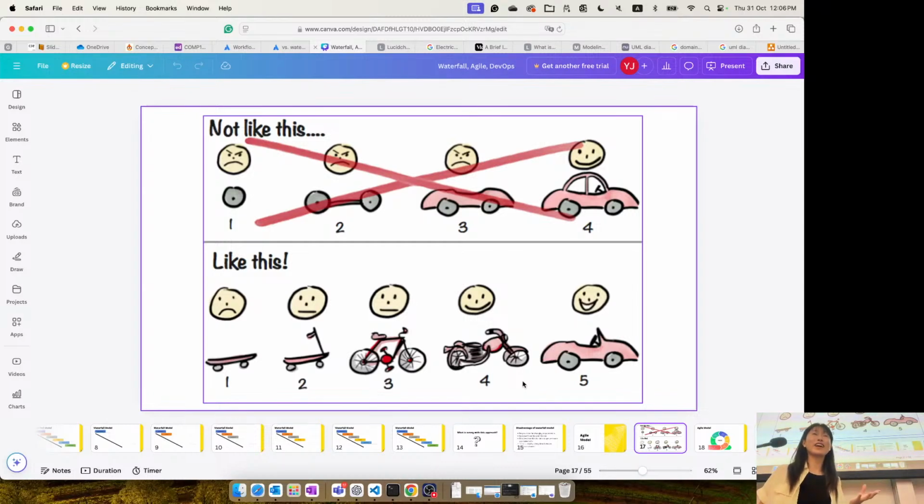Although it's not perfect, it works. It allows people to travel from one place to another without a lot of walking. And then they come up with the bicycle, right? It's a lot faster and a lot safer than the scooter. And then there's the motorcycle. And then eventually the car.